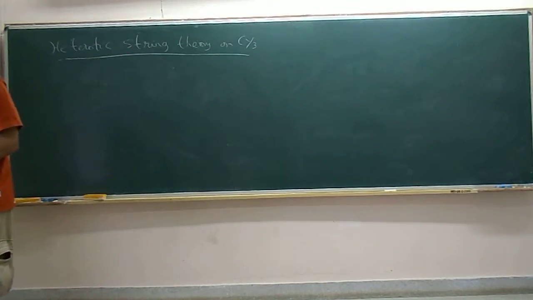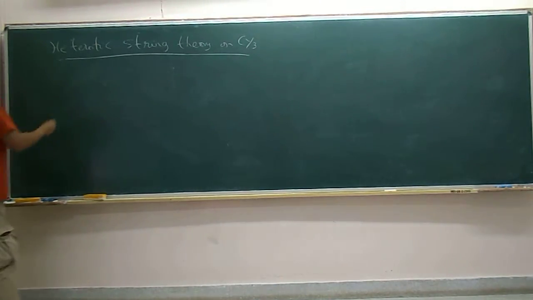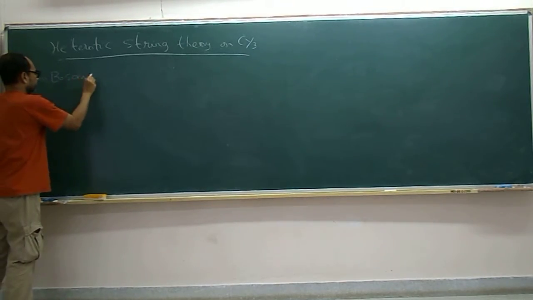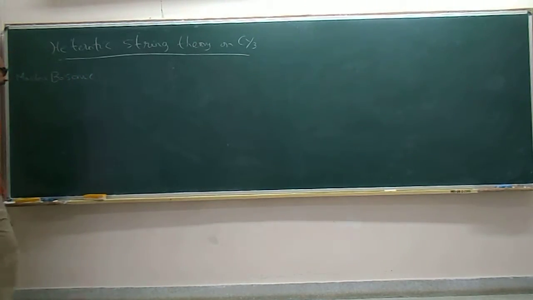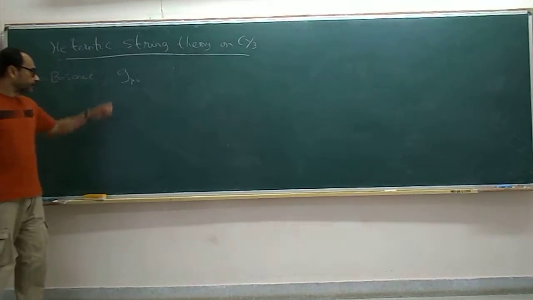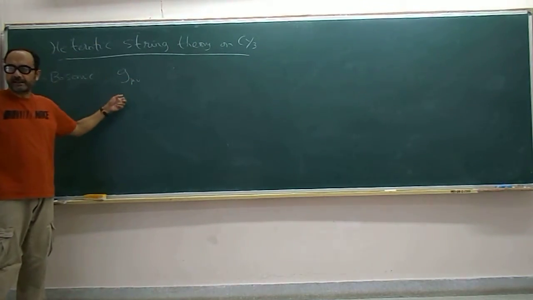So the task will be to first determine the spectrum and then the interactions involving those fields. The kind of spectrum we expect at low energy will be the bosonic spectrum, massless bosonic fields. There will be the metric, which is part of the gravity multiplet, so it will have a gravitational partner.